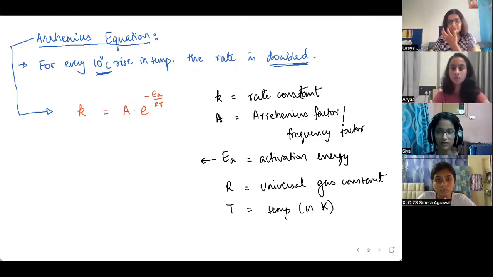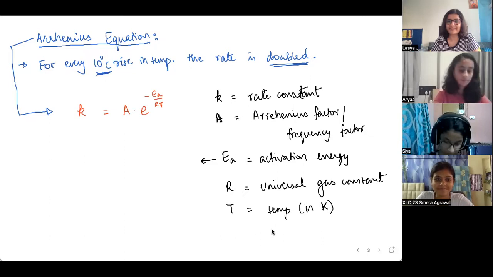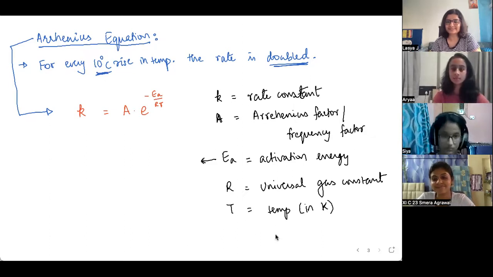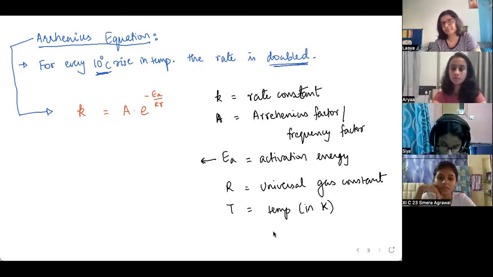We have learned it for enzymes in bio. Okay. Yeah, we did it in bio. Okay. Smeha, what about you? Any idea what activation energy is? Never come across. Never come across it? Okay.